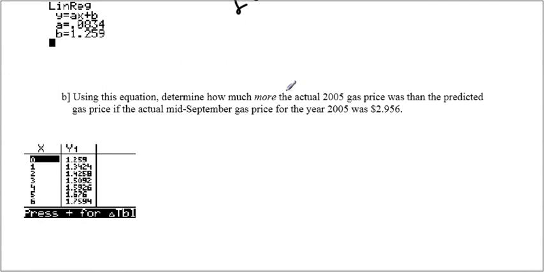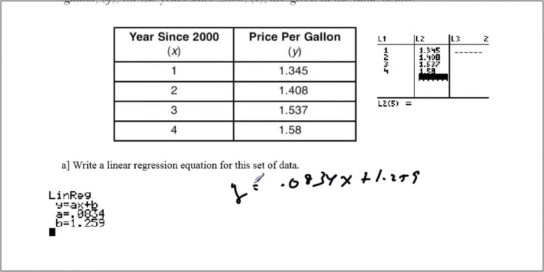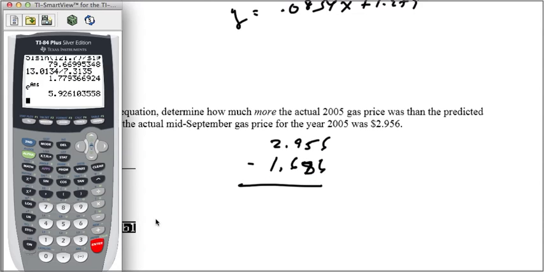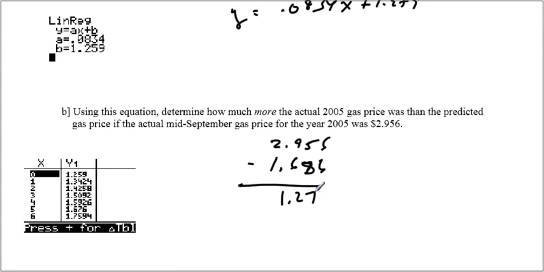Using the equation, determine how much more the actual 2005 price was than predicted. So 2005, that's the 5th year. So at year 5, we have 1.676, and the actual is 2.956. We're going to subtract them. So 2.956 minus 1.676 gives, well, sorry, I missed the decimal point there. 1.28. Good.